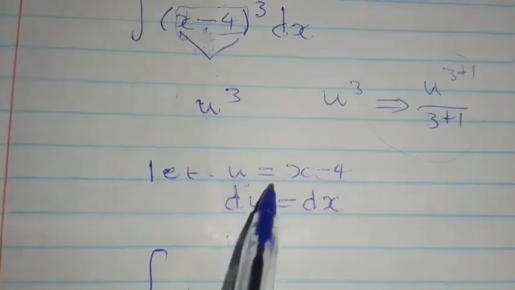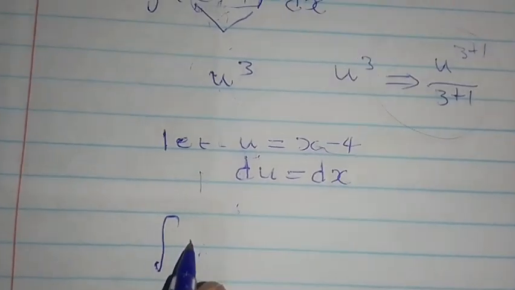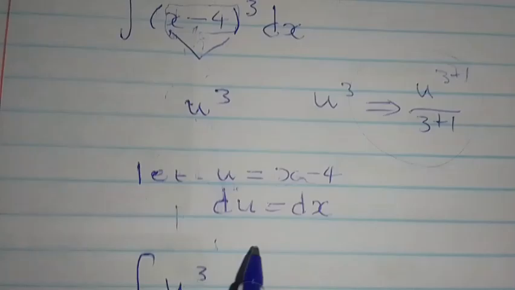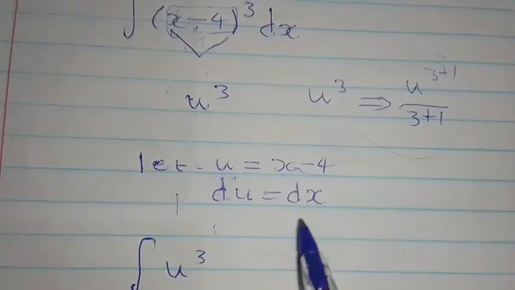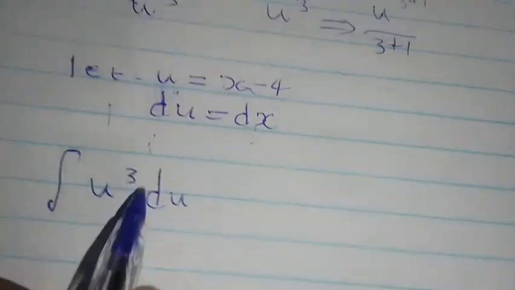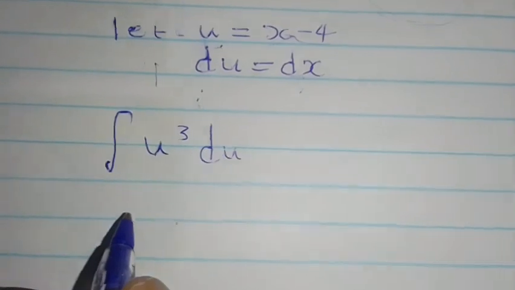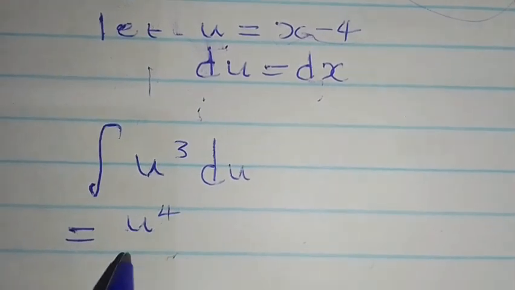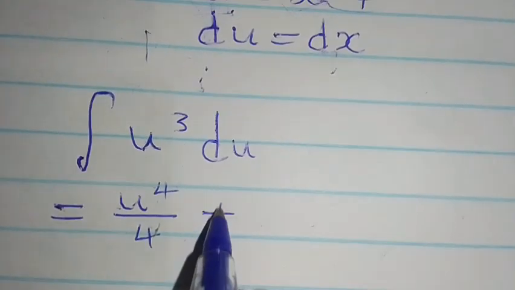Remember, x minus 4, in this case it's u. So we're going to have the integral of u to the power 3, and now dx is equal to du. Then from there you can apply that formula I showed you when I was introducing integrals. This will be u to the power 3 plus 1, which is 4, divided by 4. And then you add a constant to that.